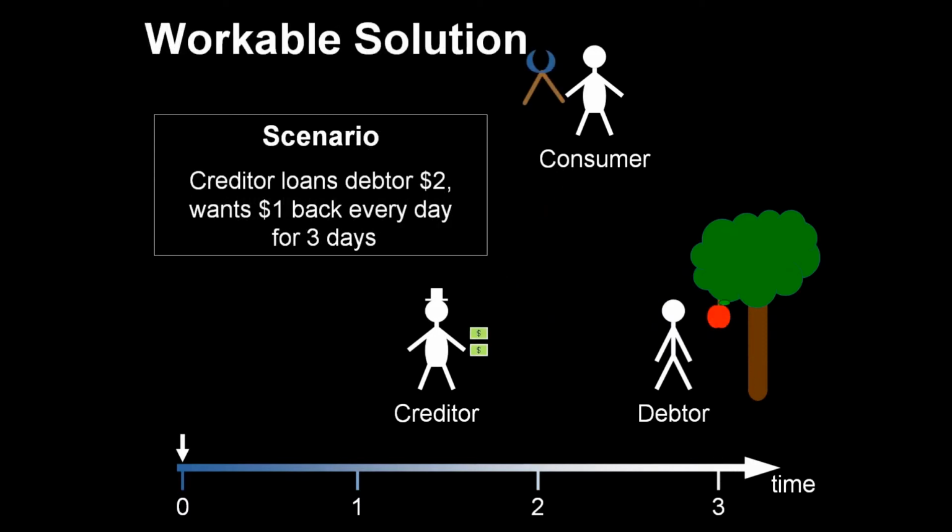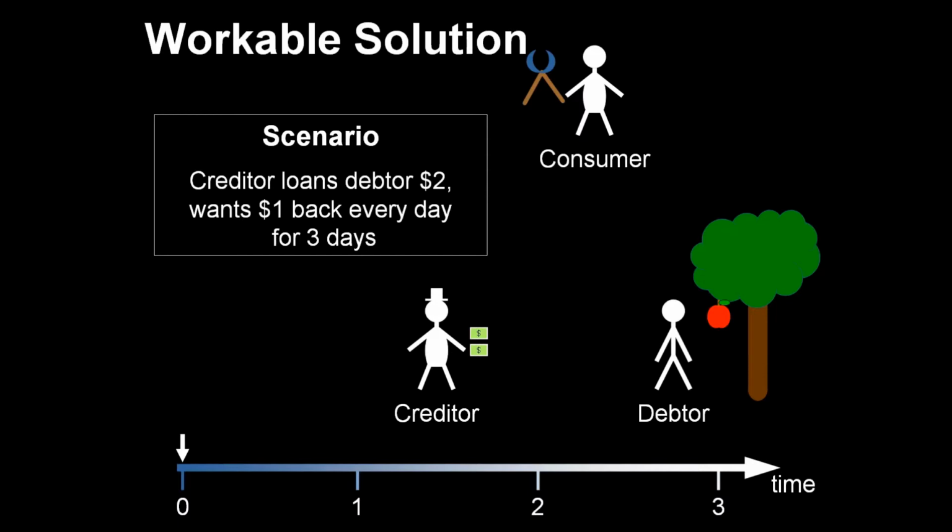But there is actually a way to repay a loan of $2 and the additional dollar of interest if there are only $2 in existence. All that is needed is a slight change in the loan contract. So let's look at the second scenario. Again, we have the same creditor, debtor, and consumer, but this time the terms of the loan are a repayment of $1 every day for 3 days for an initial loan of $2.